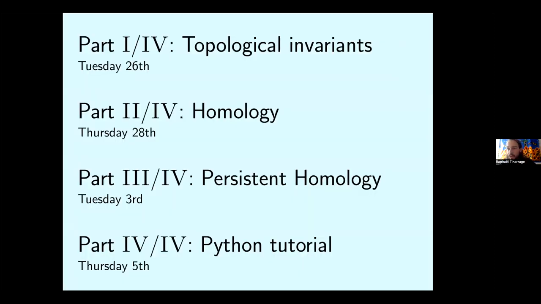And this is the plan of this mini course. Today, I will introduce the main objects of topology and algebraic topology, in particular, topological invariants. These are what help us understand topological spaces. In 2 days, I will introduce homology, which will be the stronger invariant we'll use. Next week, we'll have to wait to talk about persistent homology, right? And then I propose a few Python programming sessions altogether, so we can play with these ideas. All right.